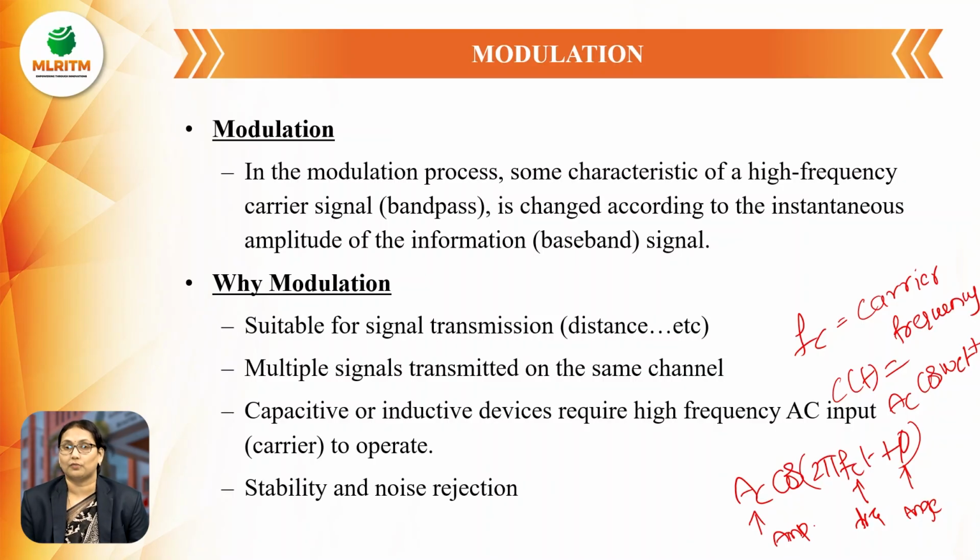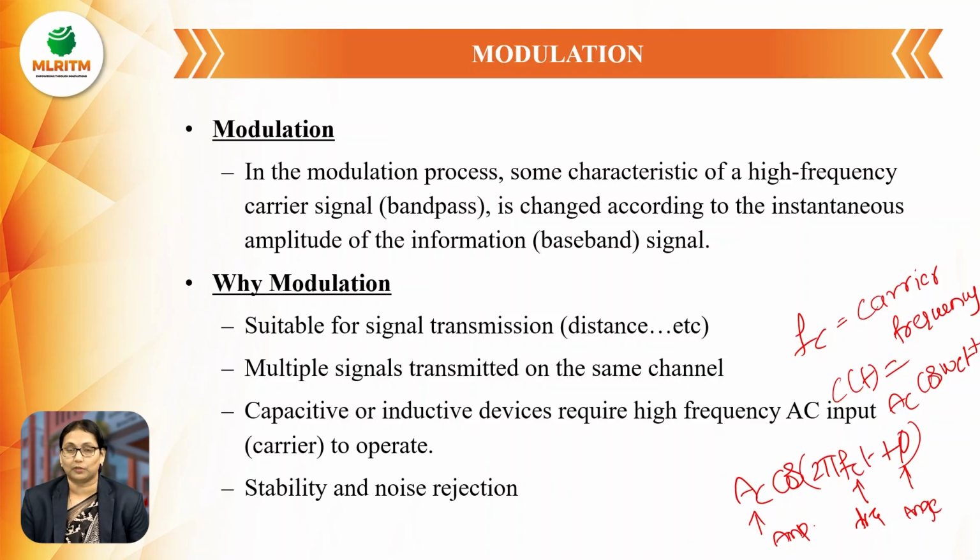In modulation process, what we do is the characteristics of the carrier signal, which is a high frequency signal, is varied in accordance with the message signal. So if amplitude is varied, then that is called amplitude modulation. If frequency is varied, then that is called frequency modulation. If phase is varied, then that is called phase modulation. This is about modulation.